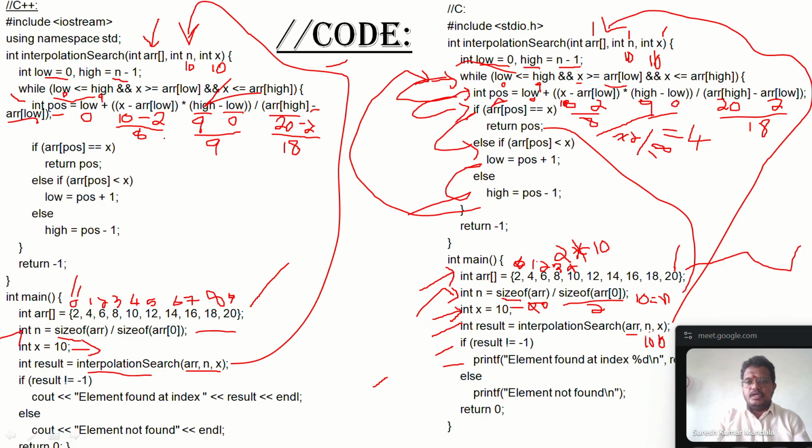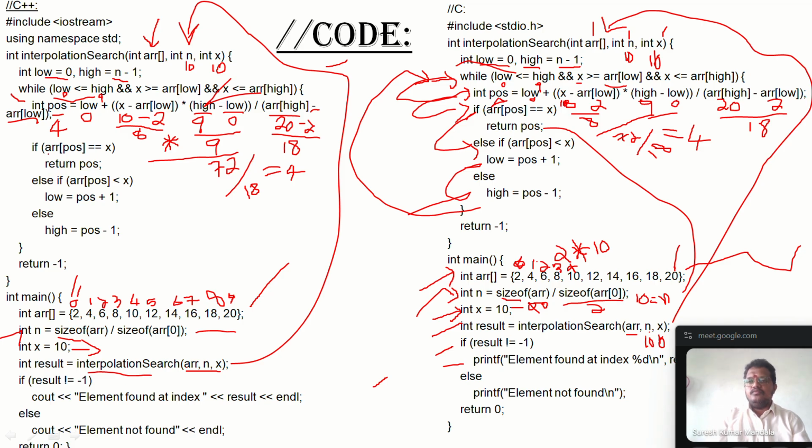So here we have to calculate 8 into 9. What value will I get for 8 into 9? I will get 72. Then 72 by 18, what value will I get? I will get the answer 4. The position will be stored as 4.